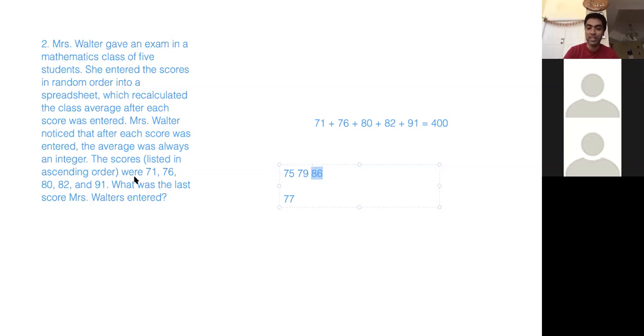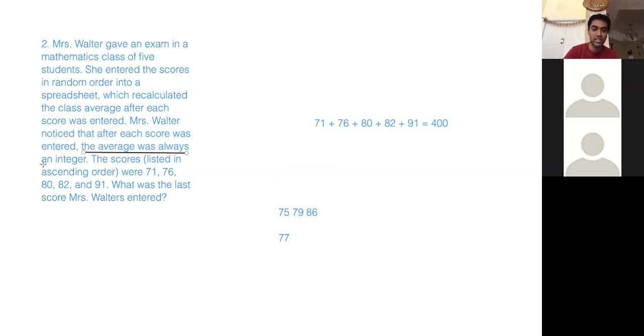So just from looking at this, I don't think we can necessarily say that 80 was the last one, although there's a couple of different ways of figuring out why 80 would necessarily be the last one. Any ideas on that? She noticed that the average was always an integer. Good. So there has to be a specific order of numbers. Yes, so that's the key here, right? The average was always an integer.